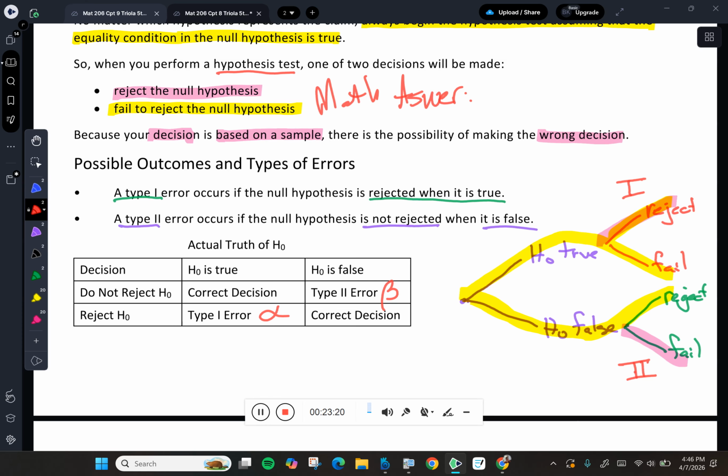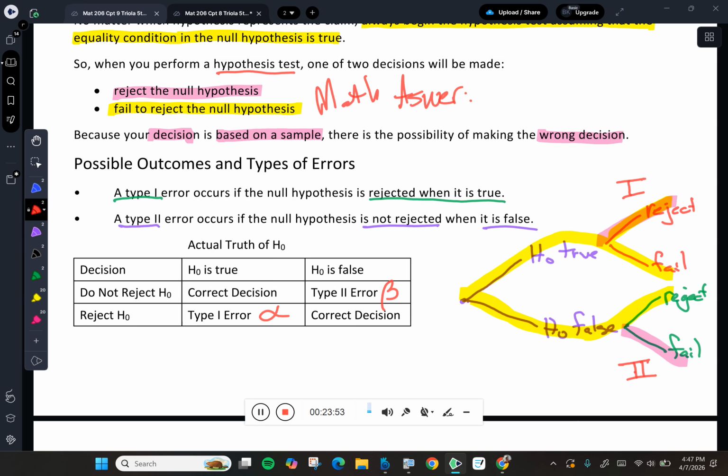Okay. Ideally, in a perfect world, you'd try to make them both small, but there's this weird quirk that happens in the math. If you make one of them small, it makes the other one big. If you try to reduce the number of type 1 errors, it is going to increase the number of type 2 errors. And if you try to reduce the number of type 2 errors, it increases the number of type 1 errors. It's just this weird thing that happens with the math.